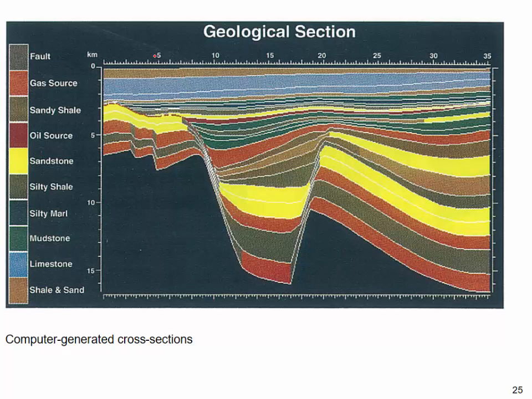So here, gas source is the orange color, which contains the gas. Oil source is the red one, right? And sandstone, silty shale, silty marl, mudstone, limestone, shale. So this gives you the idea of how large the reserves are and how much we can extract. Then which area, where is the optimal point to drill the hole and make the production well.